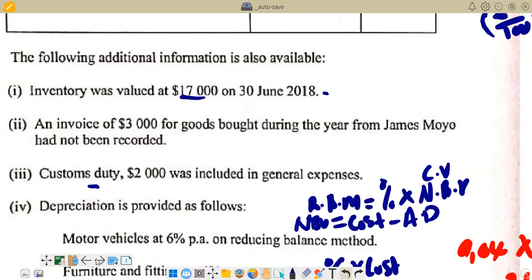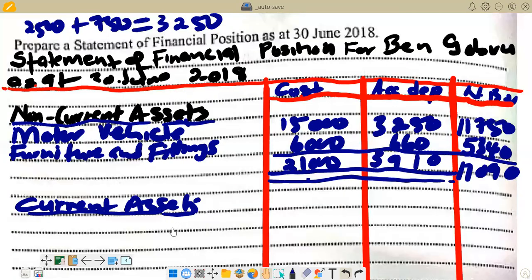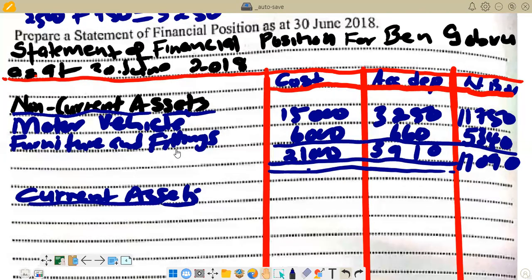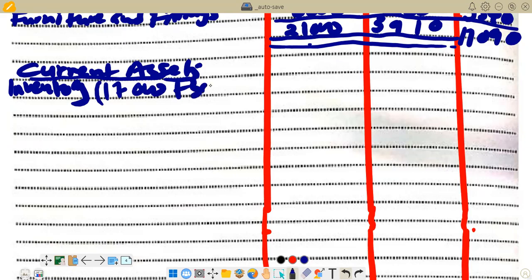So we come here for current assets. We can start with inventory. That's trading inventory, so we can just say inventory here. And remember, we are saying 17,000 plus 300. Then we get 17,300 to put in this column.